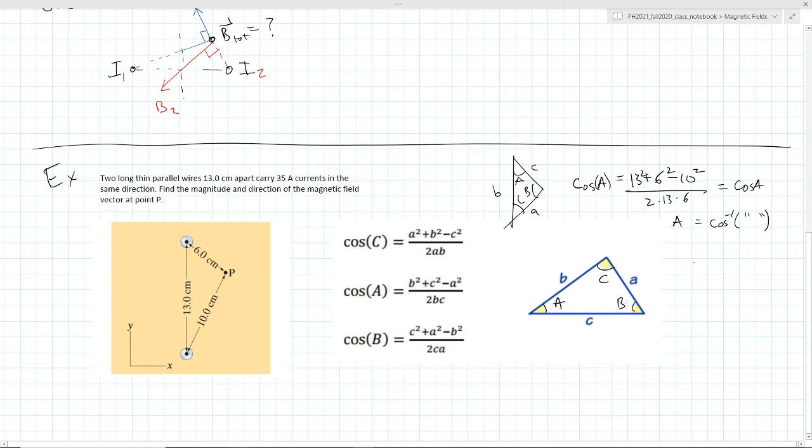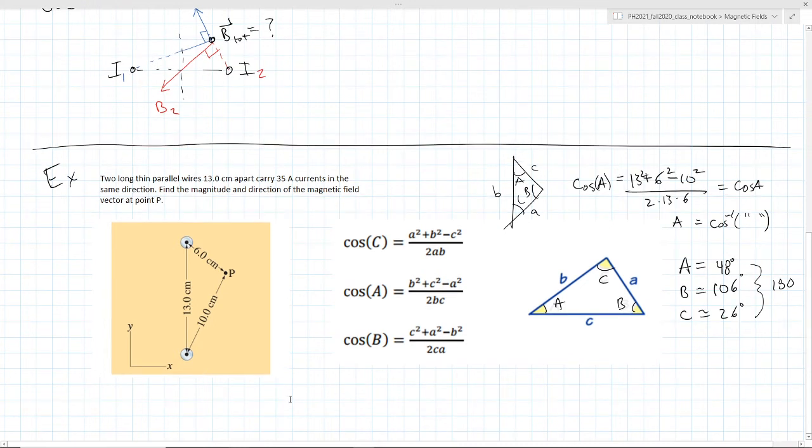when I do that, I get that our angles in this triangle, A is about 48 degrees, B is about 106 degrees, and C is about 26 degrees. And notice if you add these up, you get 180, like you expect for the interior angles of a triangle. So this is basically just a preliminary step that you have to take care of in order to do the problem.